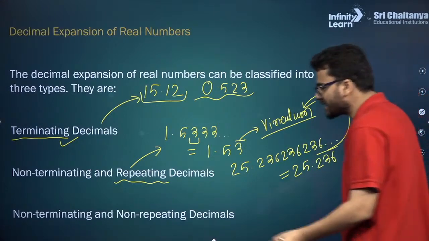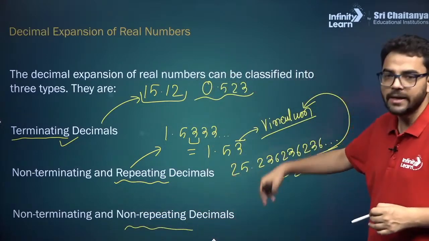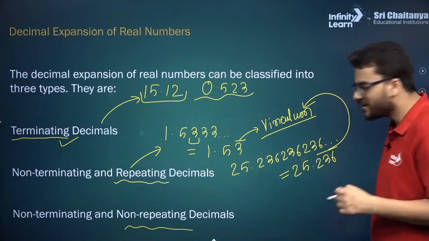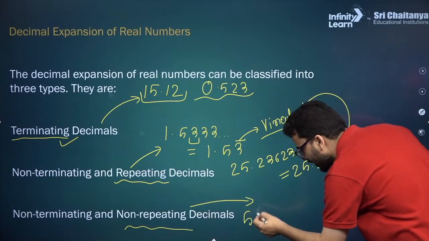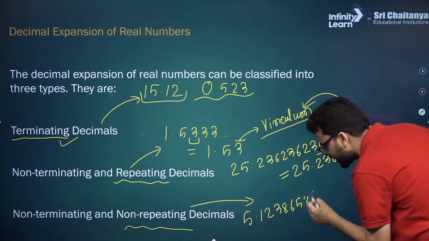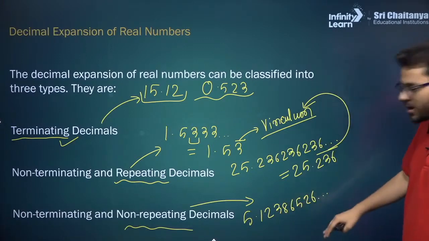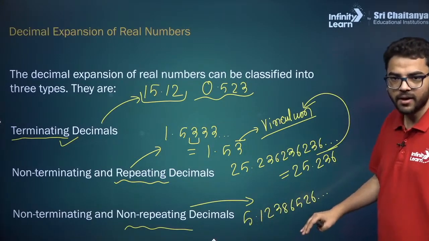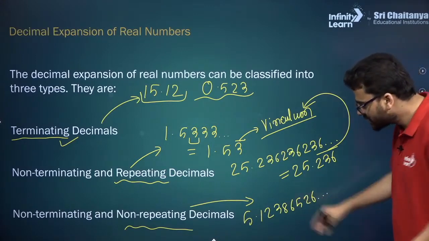Now the last type of decimal representation is non-terminating, non-repeating. It is neither terminating nor repeating. Suppose it is something like this: 1, 2, 3, 8, 6, 5, 2, 6, anything can happen. It means it is neither terminating nor repeating. There is no pattern over here. It is not even stopping after some place of decimal, and there is no pattern.